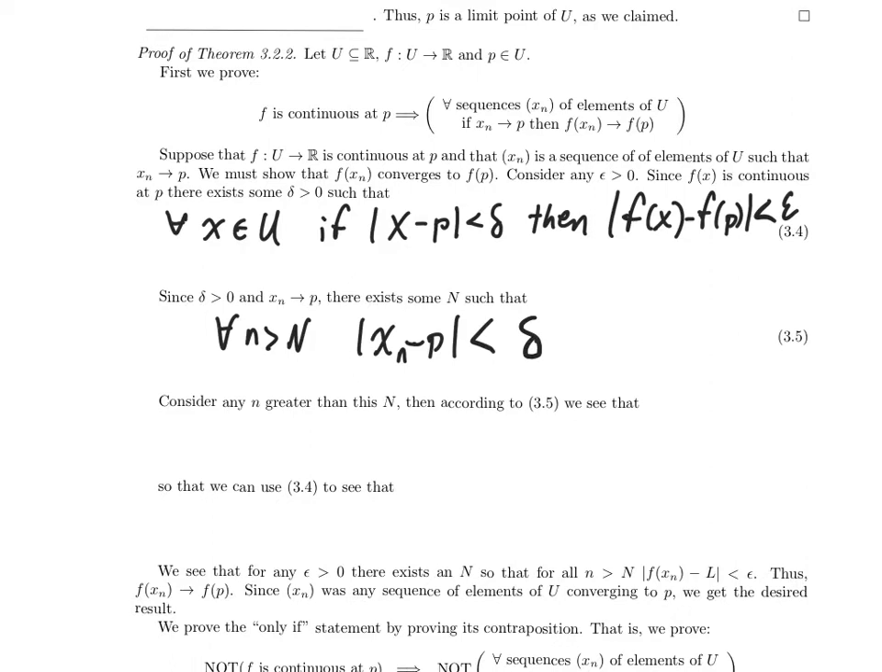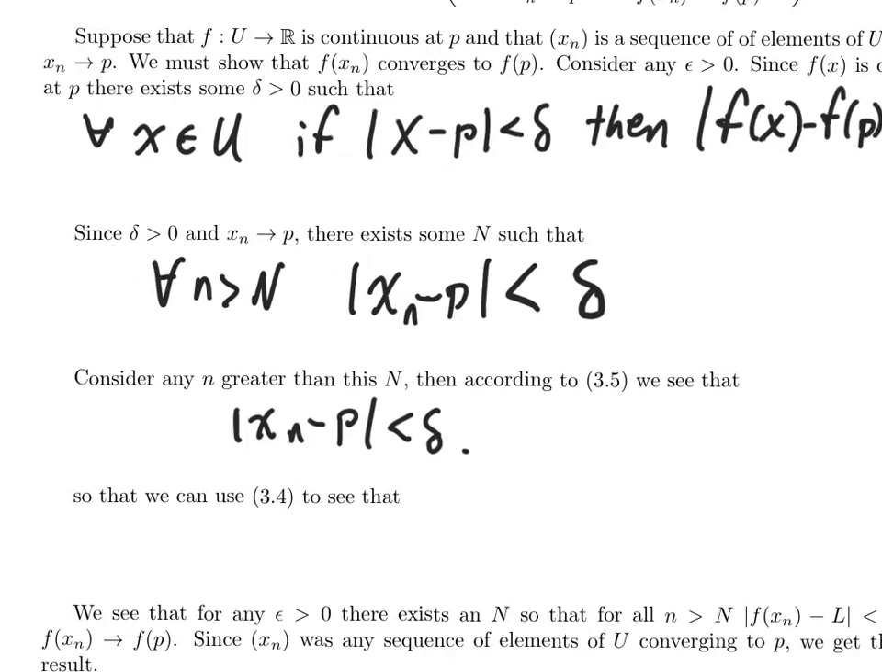All right, so now it's basically done. Consider any little n bigger than this big N. Then I can use 3.5. 3.5 says that whenever little n is bigger than big N, then the absolute value of x_n minus p is less than delta. Maybe I'll add a little sentence right here.